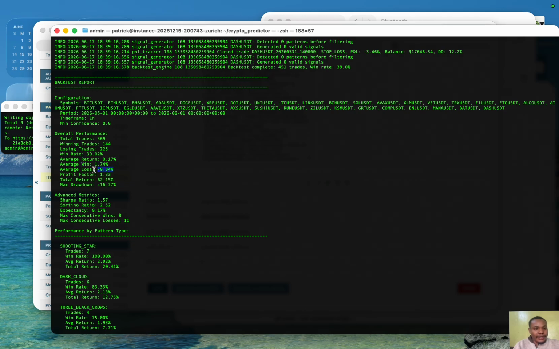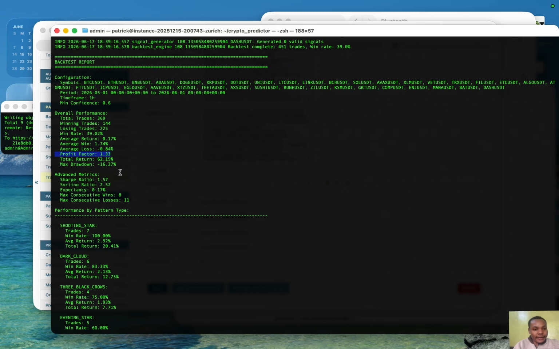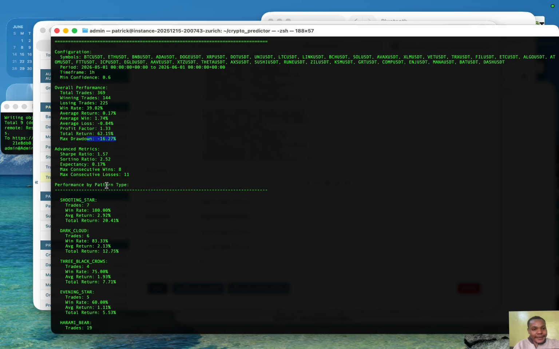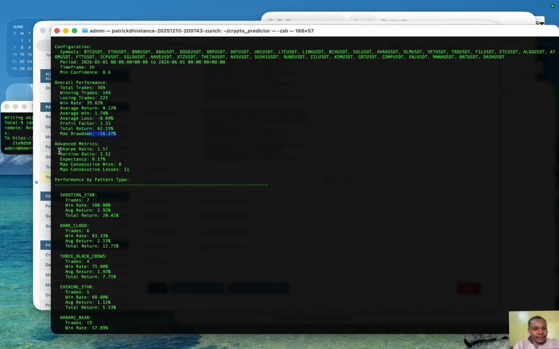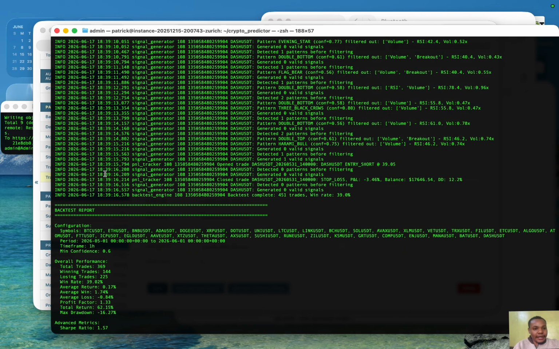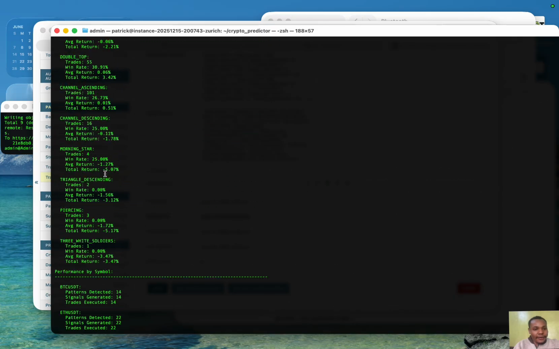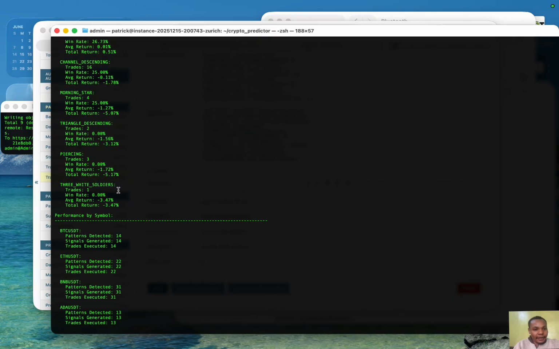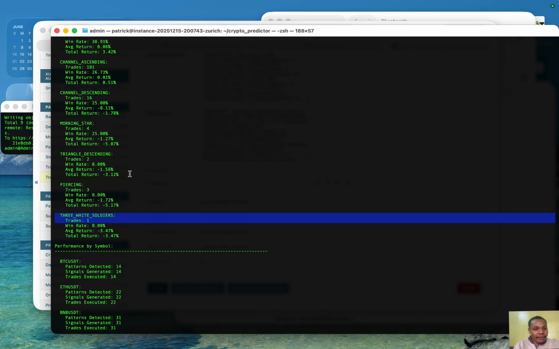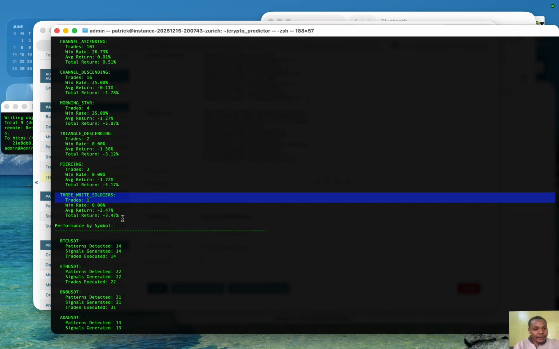So the average win is this one, and the average loss is this one. So this is actually a good profit factor, as you can see. And the maximum drawdown, as long as it's less than 20%, then it makes a lot of sense to be that way. So I have the Sortino ratio, the Sharpe ratio, and the maximum consecutive wins and losses. So you can still go ahead and look at the individual performance score of those patterns, and you can deactivate some if you find out that they are not performing very well.